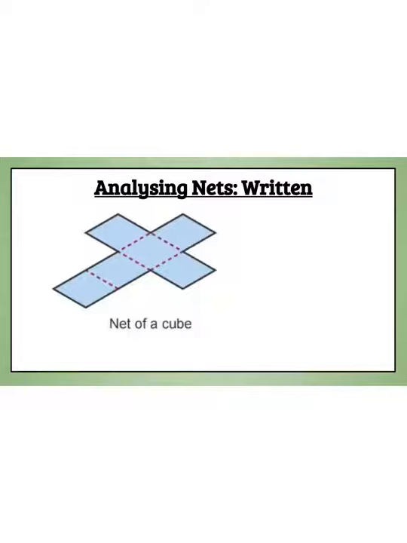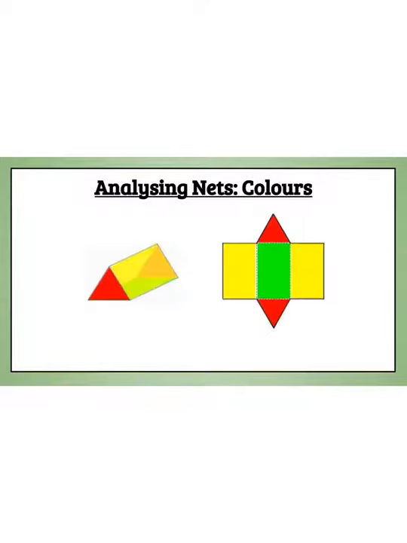As I said before, there are different ways that we can identify or analyse nets to see what solid shape they'll be creating. You can use written words, such as base or letters, on your net. You can use numbers to identify what part is which on your net. Or we can use colours by colouring in each of the sections, such as green for the base, yellow for the side panels, and a different colour for the different side panels.